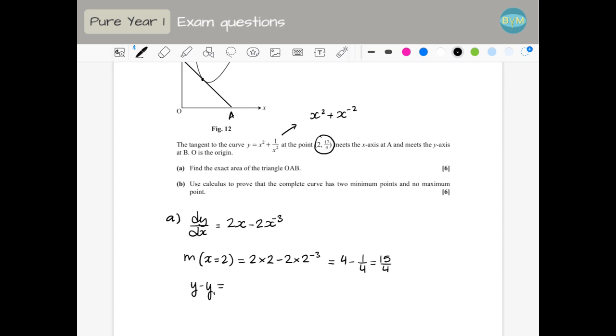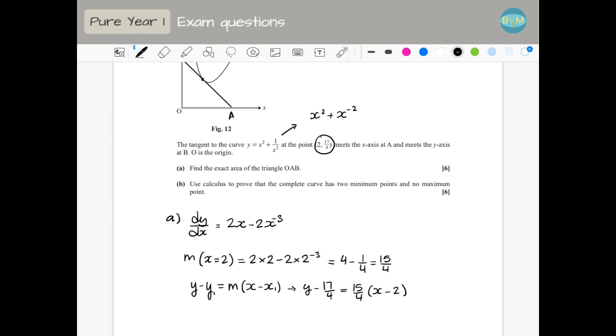So the equation of the line is y. I'm going to use this expression, it's the easiest with the information that I have. So I have y minus the y of the point, which is 17 quarters, equal to the gradient times x minus the x of the point, which is 2. This is the equation of the line.